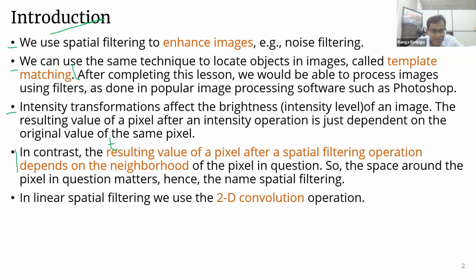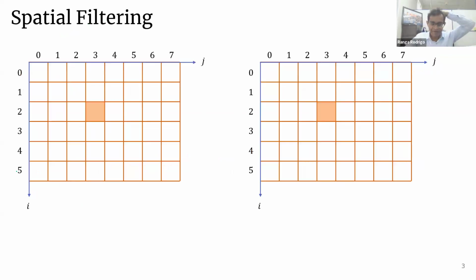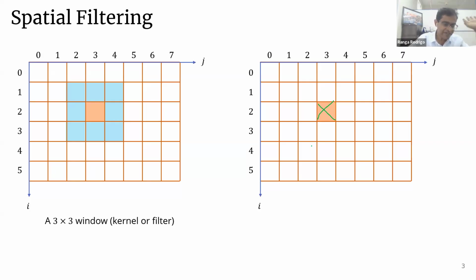In linear spatial filtering, we use the 2D convolution operation. We will understand that later. Are you ready to see with an animation what spatial filtering means? Now let's see how to compute the value of this orange pixel using spatial filtering. The window, or the space around the pixel we consider, is 3 by 3 in this example. It can be 5 by 5, 7 by 7, and so on.